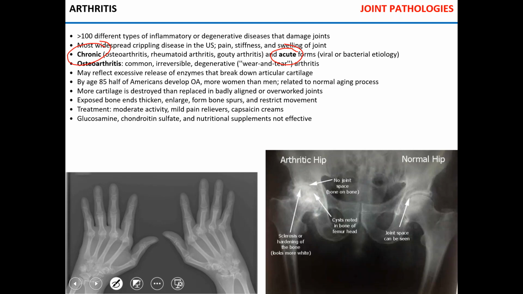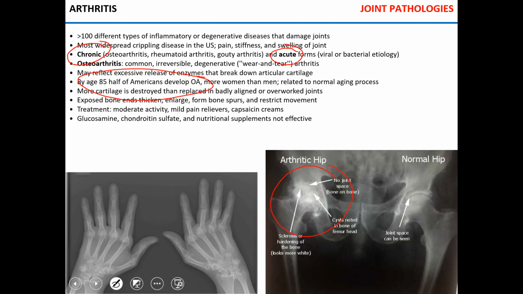Excessive use of a joint. 85% of Americans develop osteoarthritis. Half of Americans by age 85 develop osteoarthritis. Women are more susceptible to it, probably because of the decreasing levels of estrogen after the menopause. It's kind of normal. You can see an arthritic hip here. So what happens? Articular cartilage is destroyed. It's not properly replaced. Bone ends rub against each other, thicken, become bigger, form spurs, restrict movement. They may actually grow together, fuse.